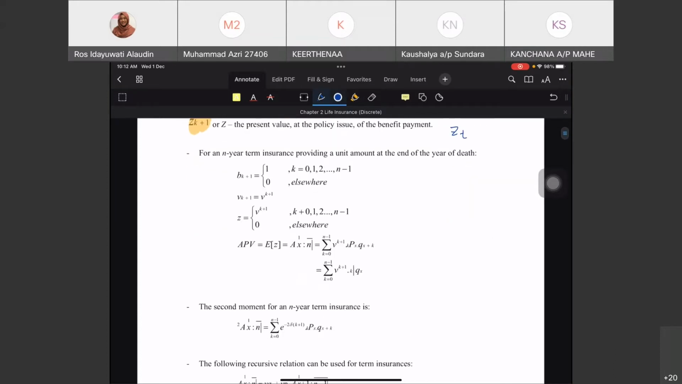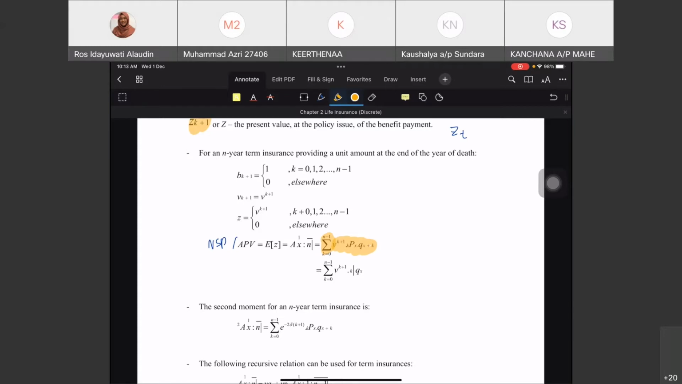Before this, when we wanted to calculate the actuarial present value, or what we also call the net single premium, we used the integration, but now we have to use summation. The summation still consists of the same components as the integration. So we have VT, TPX, mu x plus T to find the APV for the continuous. But for the discrete, we have VK plus 1, KPX, QX plus K.